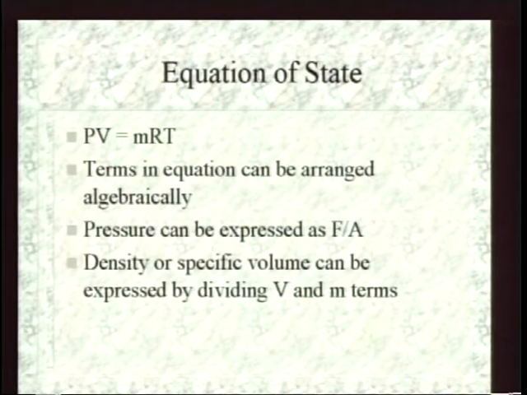When we combine the Charles' law, Boyle's law, and Avogadro's hypothesis, we end up with our equation of state. Pressure times volume is equal to mass times the gas constant times the temperature. And as we've gone over, these terms can be arranged algebraically. Pressure can be expressed as force divided by area. And density or specific volume can be expressed by dividing volume and the mass terms.